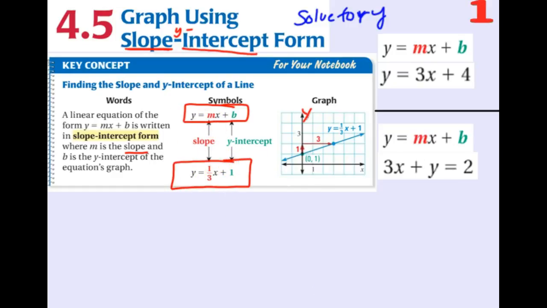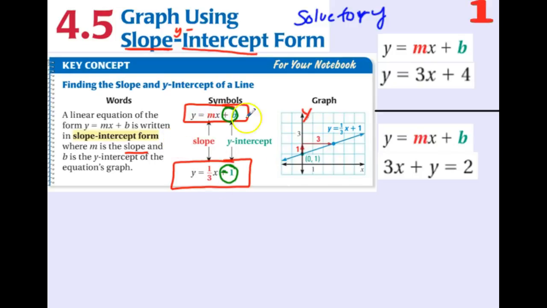So our slope is in front of the x, that's why I've been telling you to write your x's first when you solve for y. And then our y-intercept is whatever number is added or subtracted onto the end. So if this was a minus 1, it would be down 1.